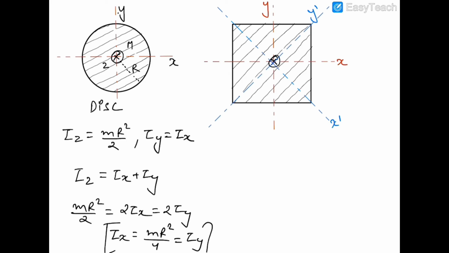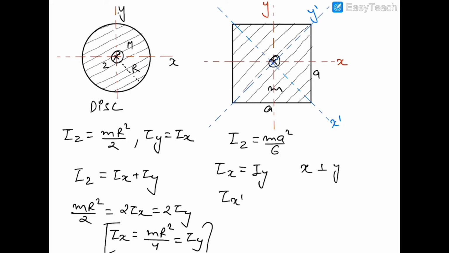Now let us also find the moment of inertia of this square sheet about the y dash axis, x dash axis, x axis, and y axis. This is the z axis, and if the side of the square is a, then the moment of inertia of the square about the z axis is ma square by 6. Ix and Iy would be equal to each other, because again the square is symmetric to both axes. If I interchange the x and y axes, there would be no change in the appearance of the square. So x is perpendicular to y. Similarly, Ix dash is equal to Iy dash, and x dash is also perpendicular to y dash.